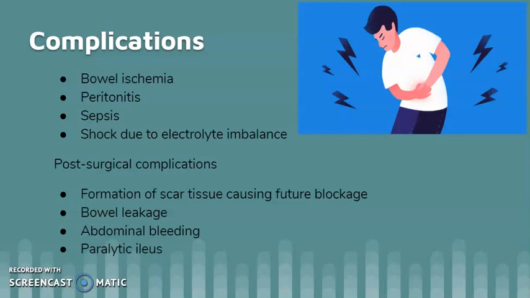According to our textbook, when the blood flow is compromised, it can lead to peritonitis. Bacteria without blood supply can form and release an endotoxin into the peritoneal or systemic circulation. Aside from those complications, we have some post-surgical complications, which are formation of scar tissue causing future blockage, bowel leakage, abdominal bleeding, and paralytic ileus.